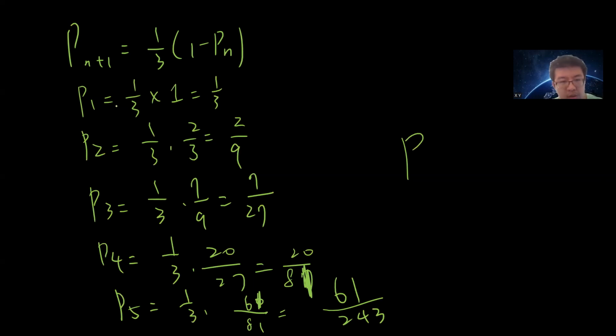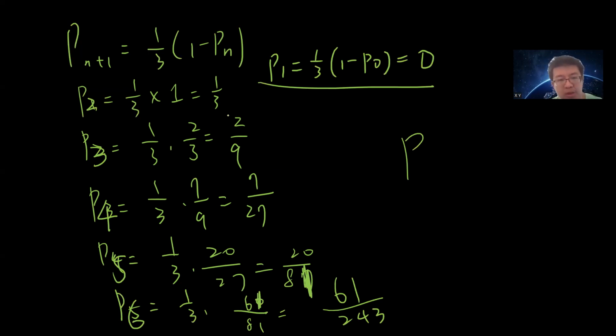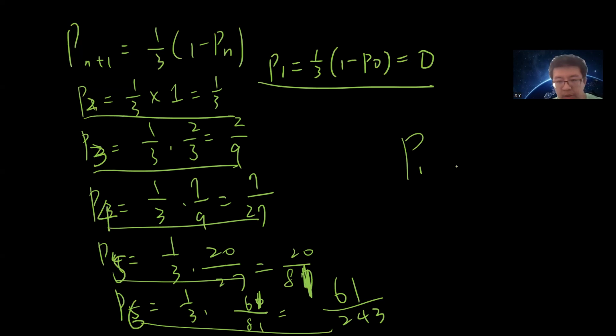Let's see, P1... sorry, I'm stupid. So this should be P2, P3, P4, P5, P6, because P1 starts from 1/3 times 1 minus P0, right? So it's 0. Okay, so P1 is 0, and then P2, P3, P4, P5, P6. Now let's go back to P7.